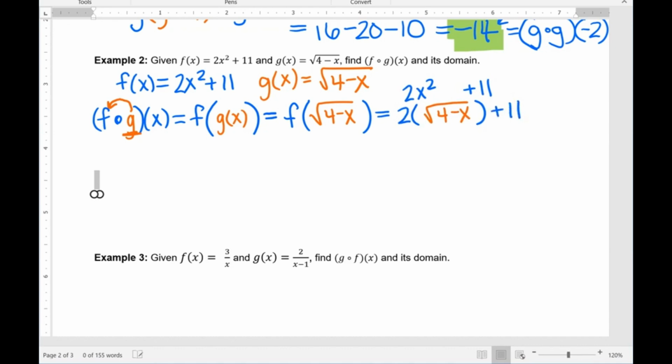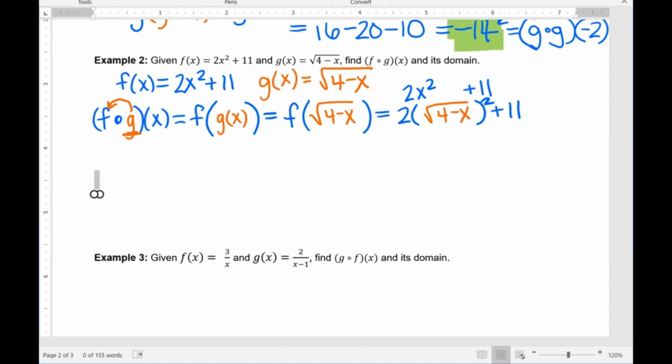Much like the 10 in the last problem, the 11 doesn't get anybody with him because he doesn't have an x. And I forgot my notation. Sorry, I forgot there is a square on that exponent. So 2 times parenthesis, square root of 4 minus x, close parenthesis, squared plus 11.